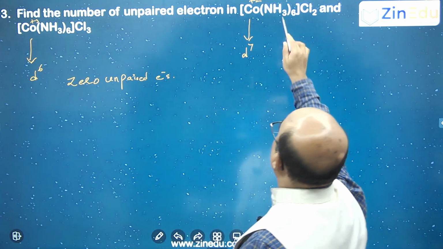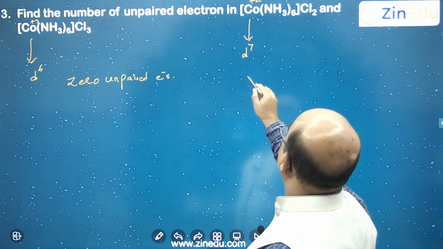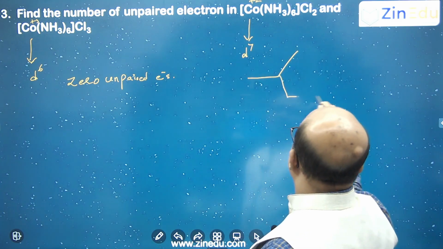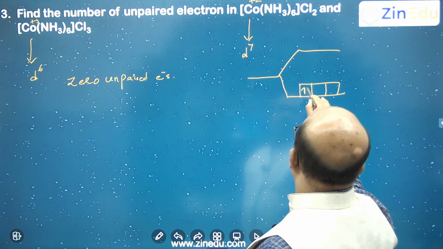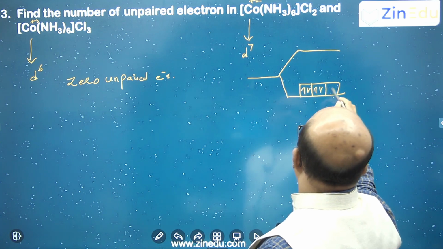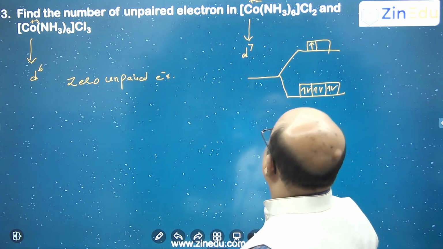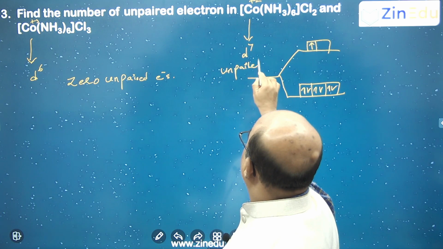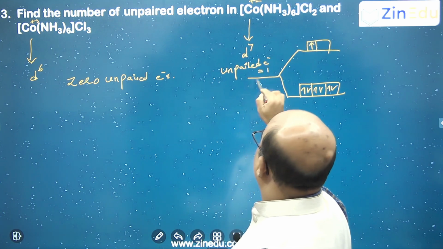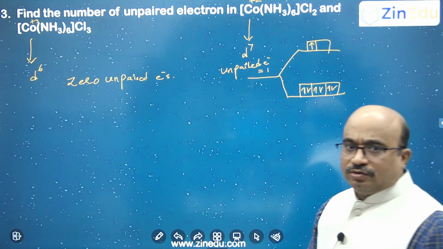So in this case, we have cobalt, which is now a d7 configuration. When you take the d7 configuration, the element is having 1, 2, 3, 4, 5, 6, then 1. So there will be 1 unpaired electron here. The total may be asked in this question. So that is 1.